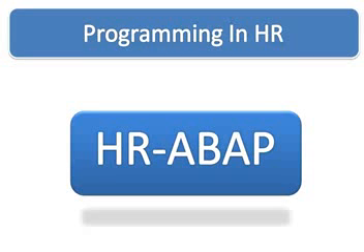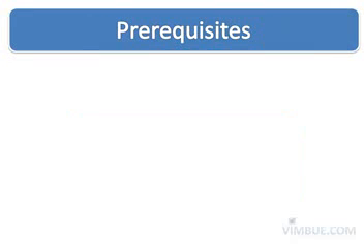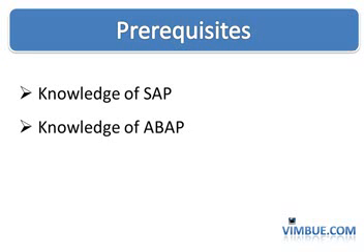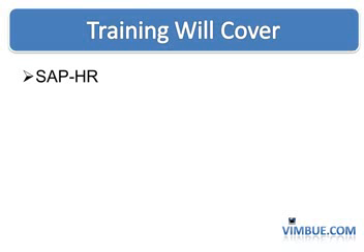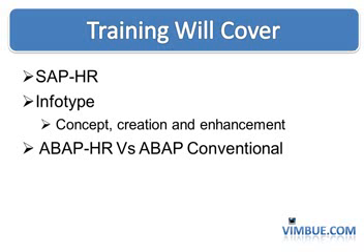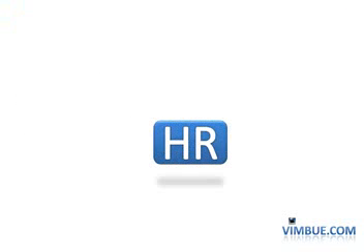Hello everybody. This session is about programming in HR, which is called HR ABAP or ABAP HR at times. The prerequisite to this training is the knowledge of SAP, and good to have is the knowledge of ABAP. The training is going to cover the introduction to the module HR of SAP and introduction to InfoType, its concept, creation and enhancement, and why and how ABAP HR is different from conventional ABAP.